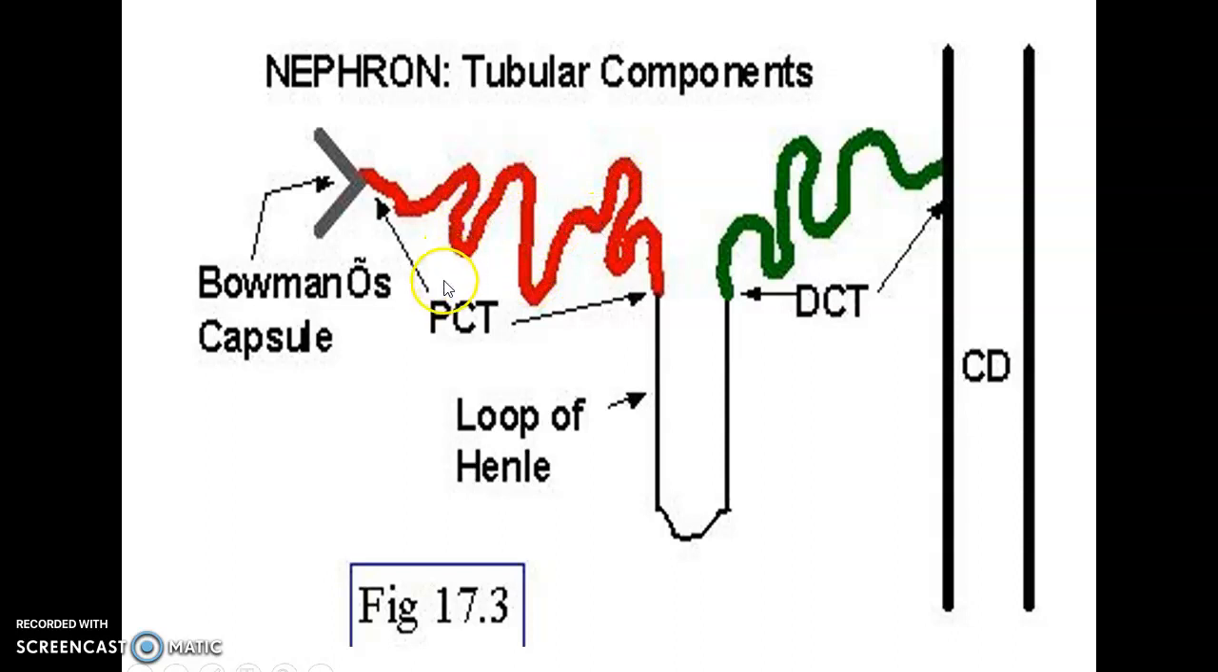And what does PCT stand for? Here P stands for proximity. Proximity means close or nearby, right? So which is that tubule which is close to the Bowman's capsule? It is your proximal convoluted tubule. And similarly, the tubule that we have here, which is in green color, which is far away from the Bowman's capsule, is your distal convoluted tubule. Because this tubule, that is your DCT, is far away from the Bowman's capsule, hence we refer to it as distal convoluted tubule or DCT.